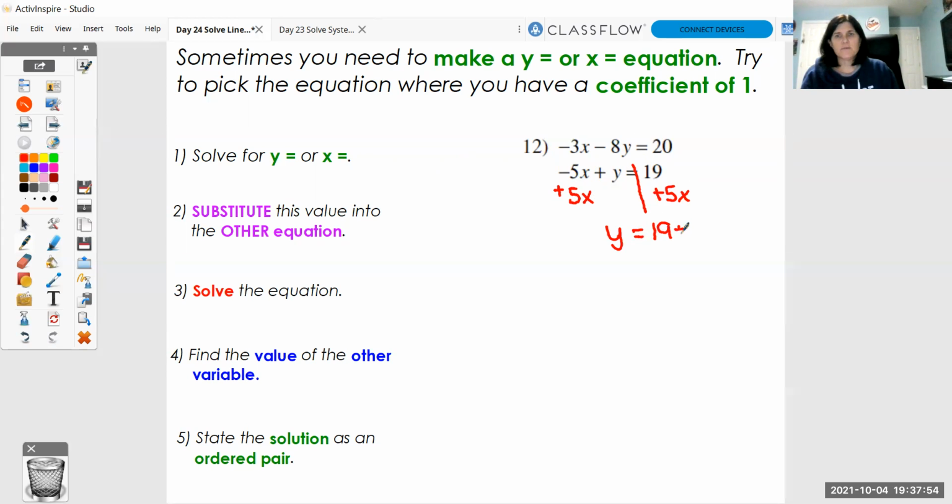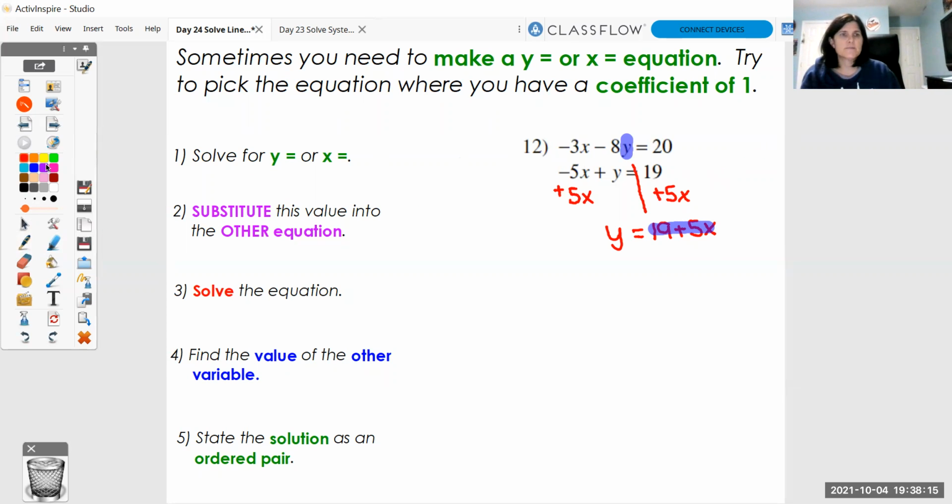Y equals 19 plus 5x. So now y has another name, 19 plus 5x. So I'm going to substitute that name for y into the other y, the y in the other equation.